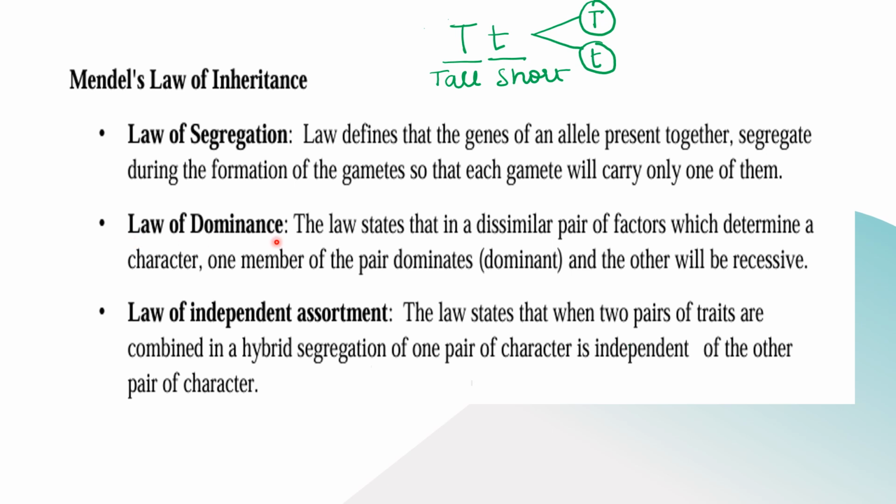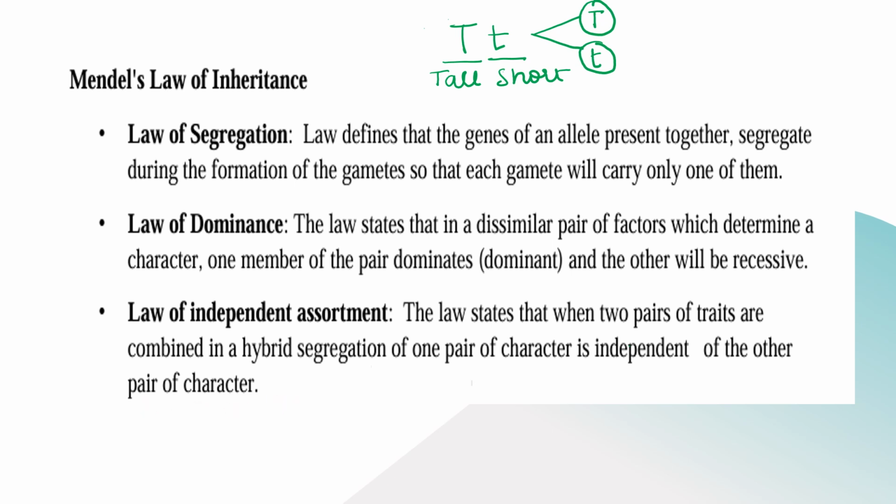In the law of dominance, when parents with contrasting traits are crossed together, only one form of the trait appears in the next generation. In our example, capital T is the dominant factor and small t is the recessive. Next, the law of independent assortment: when two pairs of traits are combined in a hybrid, one pair of characters segregates independently of the other pair. They are independent, not dependent.